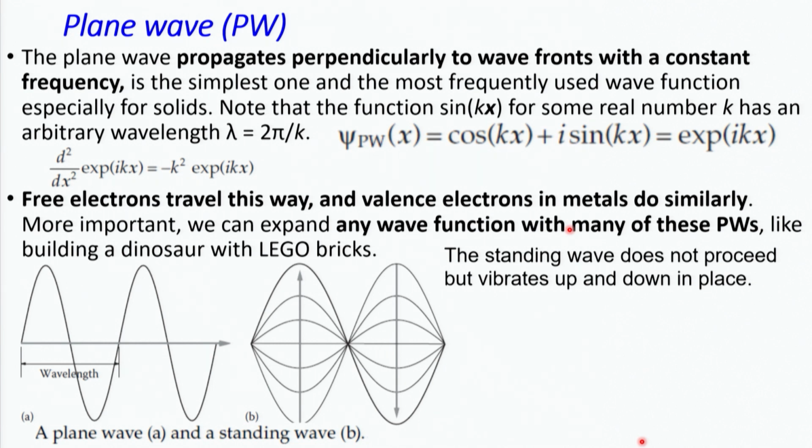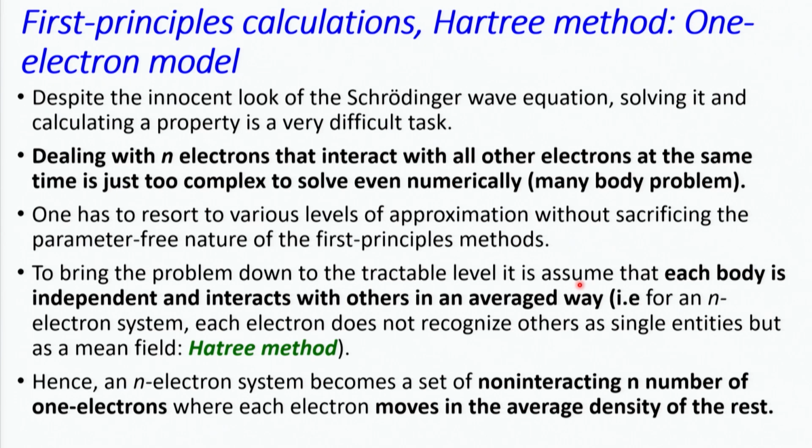Okay. And standing waves do not proceed, but vibrate up and down in space, which describes electrons in materials in some cases where they are bound. Knowing all this, the theory behind it, the wave function and its development, and some of the approximations, we need to go for the calculation of the material's property or energy, using this Schrödinger equation. Okay.